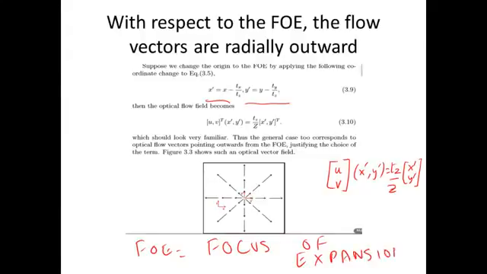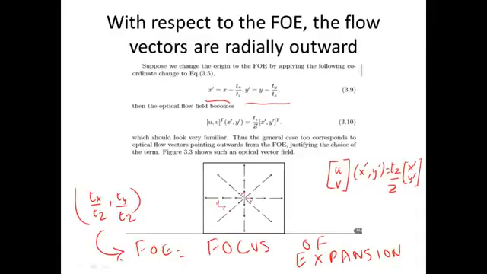And why do we use this term? Recall that in the case of translation along the z-axis, the optical flow vectors appeared to stream outwards from the origin, and we could call the origin the focus of expansion, because that's the point from which all these vectors appear to be streaming outwards. Here, these vectors will be streaming out with respect to the point tx upon tz, comma ty upon tz. So these are the coordinates of the focus of expansion.